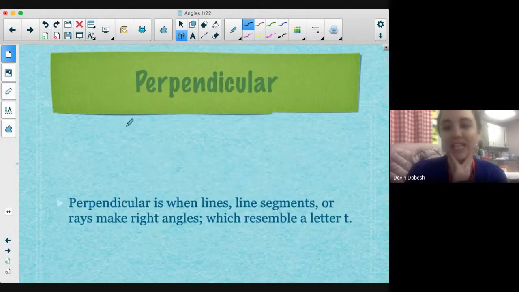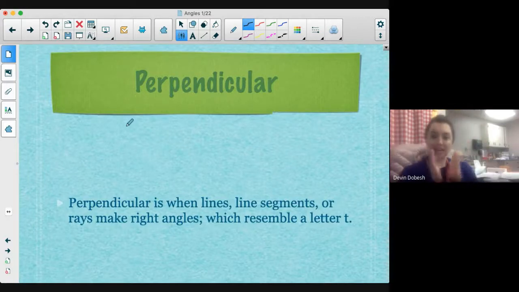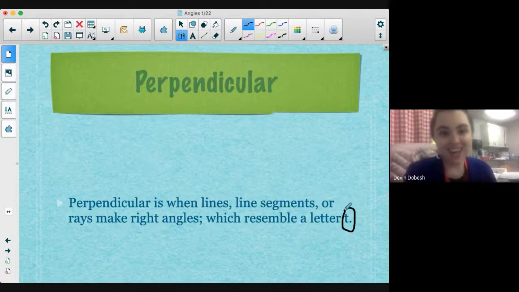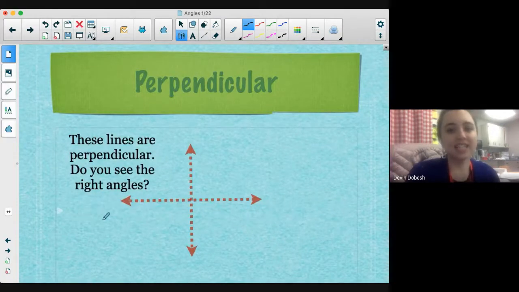Perpendicular is when lines, line segments, or rays make right angles, which resemble the letter T. You see in the letter T that there are right angles. These lines are perpendicular. Do you see the right angles? Perpendicular always makes 4 right angles whenever they cross.